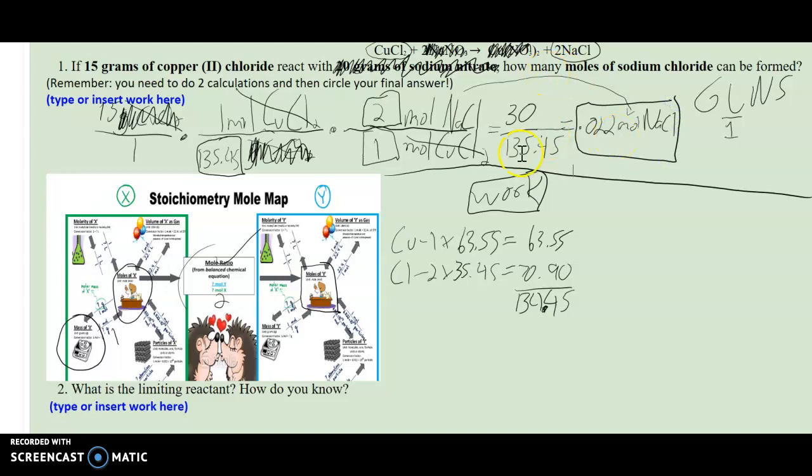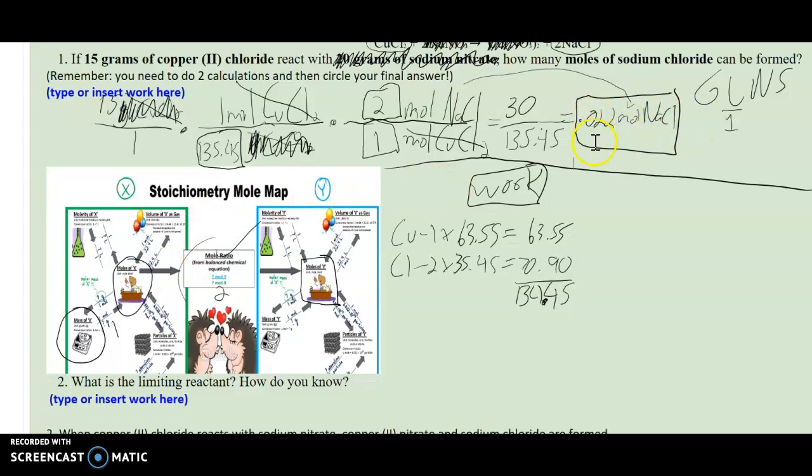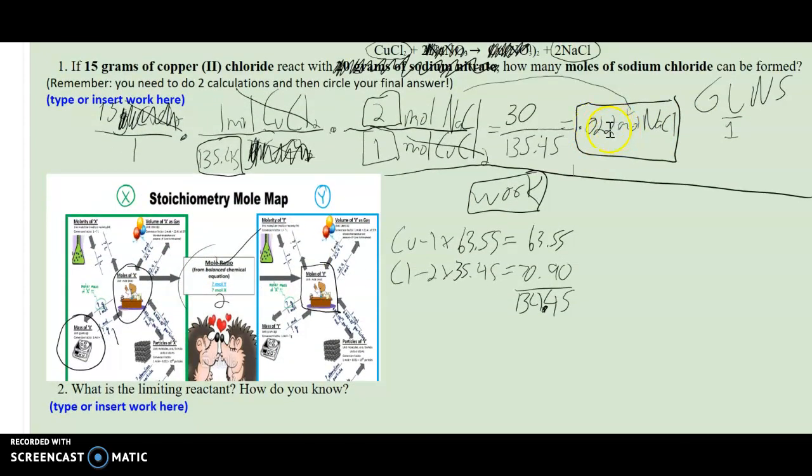I'm not done with the whole problem because I have to figure out if this is a limiting reactant. So I'm going to do my next step of my problem. If this number is smaller than whatever I get next, then it's a limiting reactant and this will be my answer. However, if this is bigger, this will not be my answer. So let's find out.